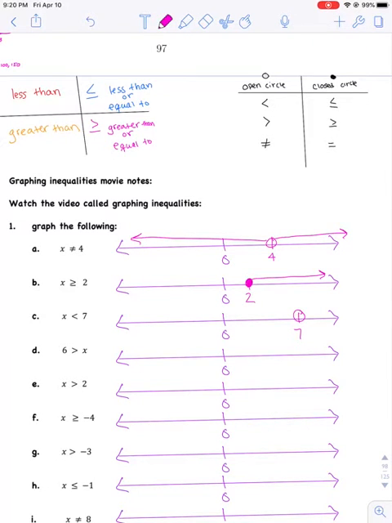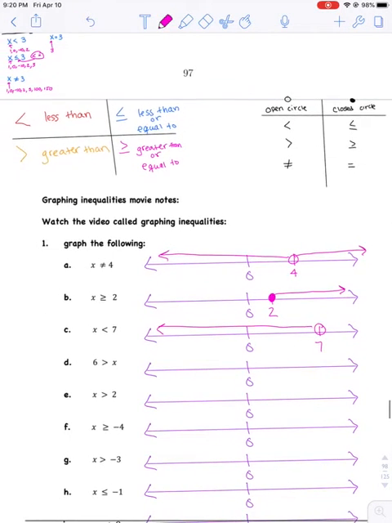It's like a bubble saying, don't touch the 7, it's not an answer. Now I have to decide which way the arrow points. It says x is less than 7. So I want numbers that are less than 7. So it goes this way. So if you're looking up at the chart at the top with the names of the symbols, it kind of gives you a clue of which way the symbols point.